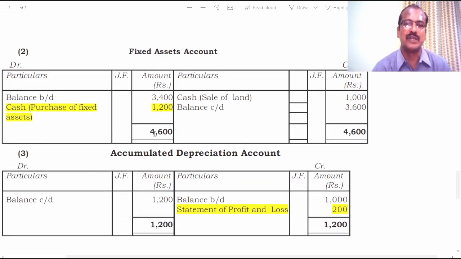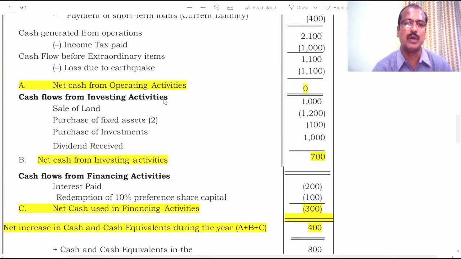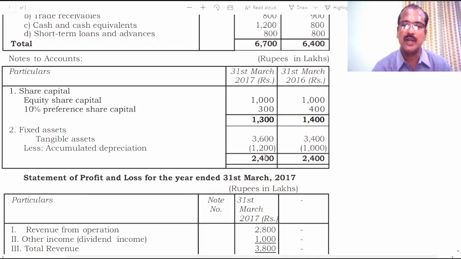Next, let's go through the fixed assets account. Fixed assets being an asset, the opening balance of this particular account should be written on the debit side. See, balance brought down. What is this 3400 lakhs? This is the cost value of the fixed assets. How do I say that? Look at note number 2. These closing values are book values. What about these values? The 3,400 lakhs and 3,600 lakhs are the cost values.